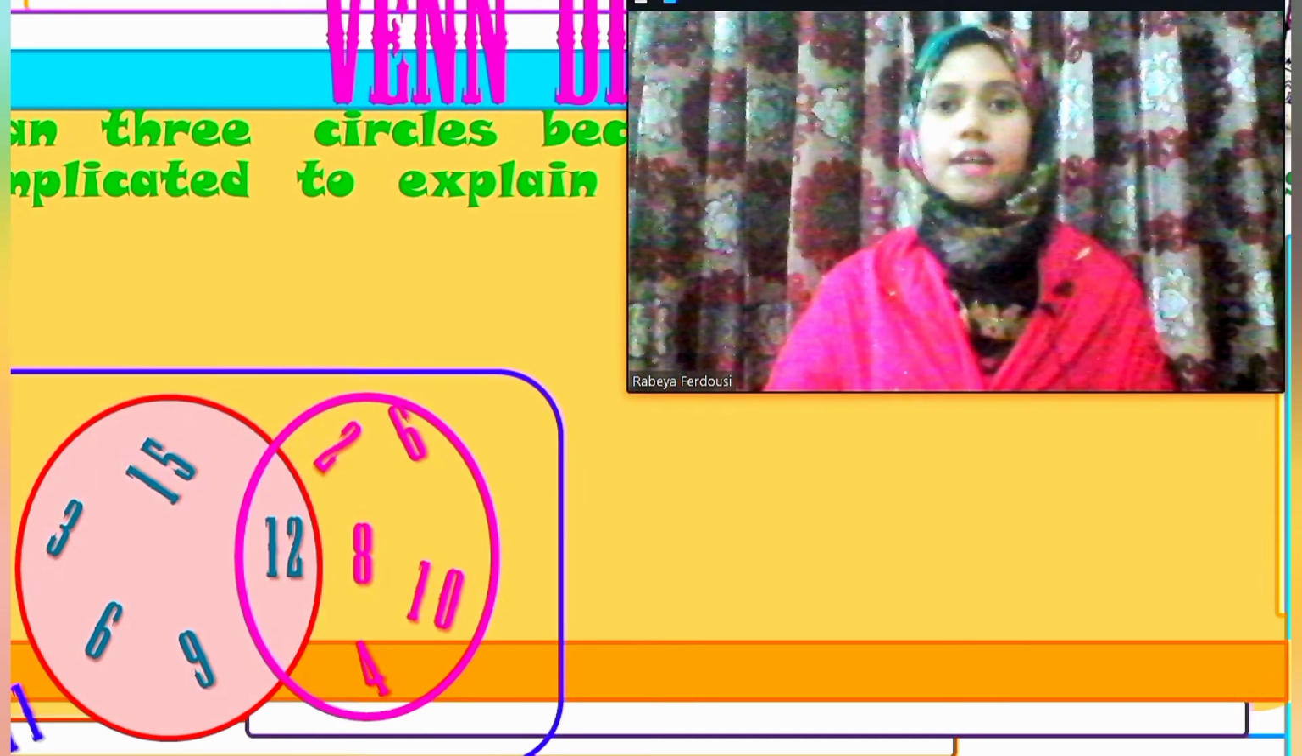Left circle is representing the set A which contains the numbers 3, 6, 9, 12, 15 which are actually multiples of number 3. And right circle is representing the even numbers from 2 to 12. So this is the figure of Venn diagram.